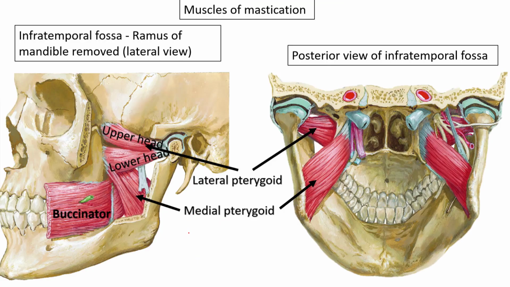So here we can see the schematic picture of the muscles of the infratemporal fossa. You can see the upper head of the lateral pterygoid muscle here. This is the upper head and this is the lower head of the lateral pterygoid. Here is the pterygoid fovea. Then you can see the medial pterygoid muscle after the ramus has been removed. This is the lateral view, and here you can see the posterior view, where you can see the medial pterygoid muscle arising on the inner surface of the lateral pterygoid plate. And here you can see that the lateral pterygoid muscle is almost horizontal in arrangement.